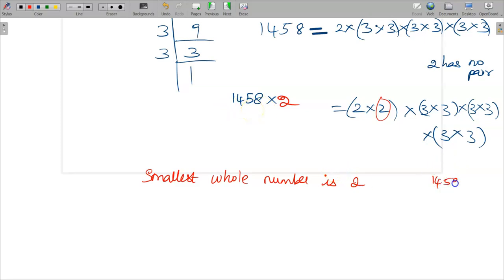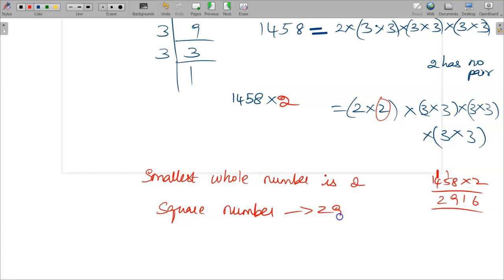So 1458 into 2 is what? 8 2s are 16, 5 2s are 10, 10 plus 1 is 11, 4 2s are 8, 8 plus 1 is 9, 2 1s are 2. Okay, so the required perfect square number is 2916. So what about the square root of 2916?